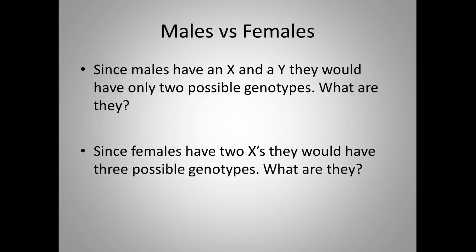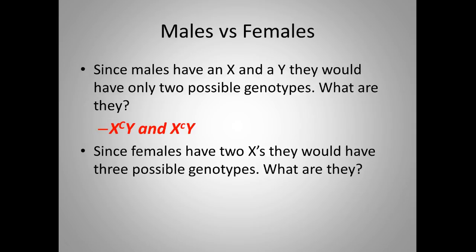Males have an X and a Y chromosome. Remember, that designates a male. So there's only 2 possible genotypes. Can you think of what they might be? Again, we're only putting that letter on the X and not on the Y. So you could have X big C Y or X little c Y.